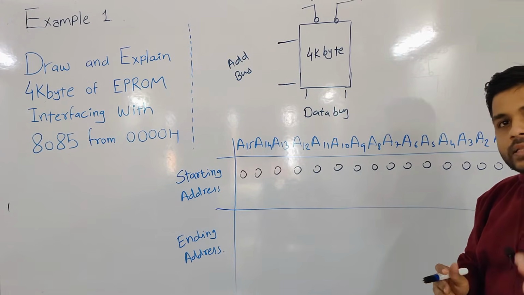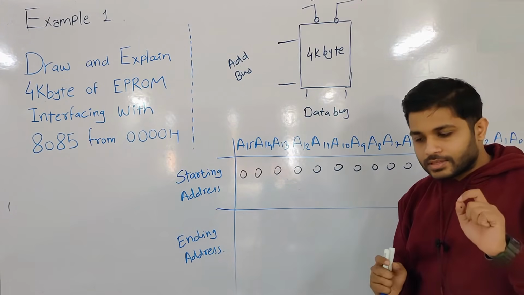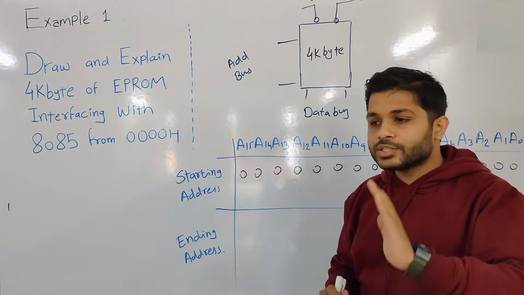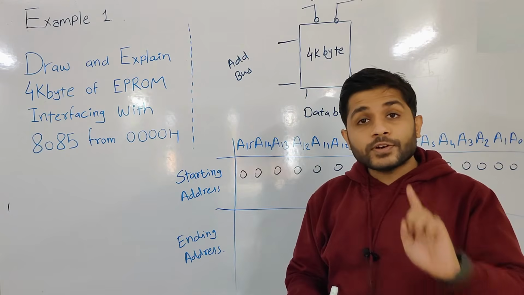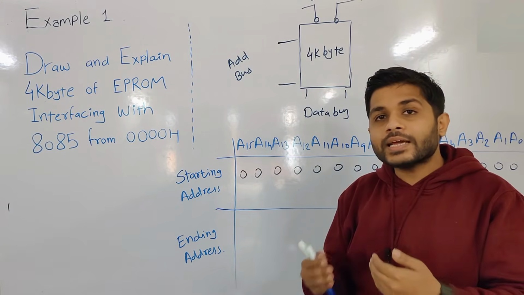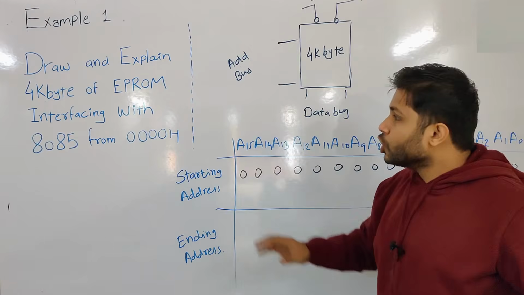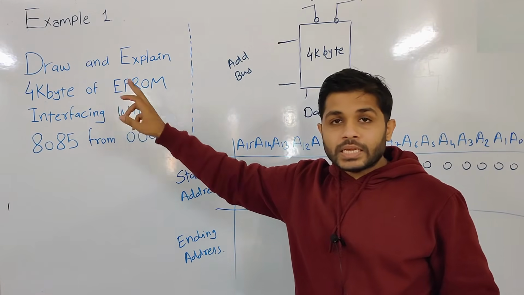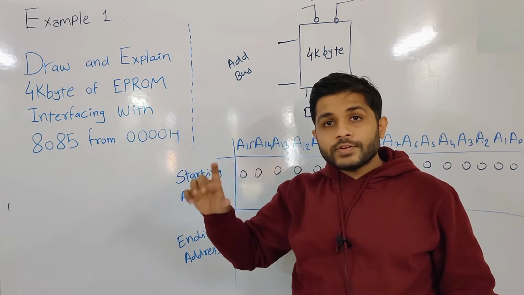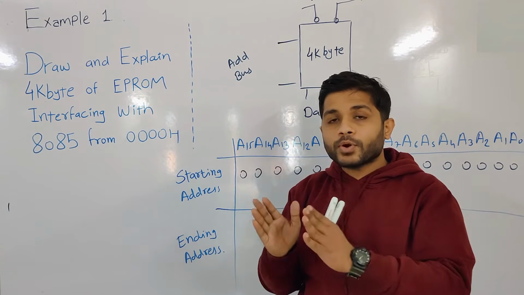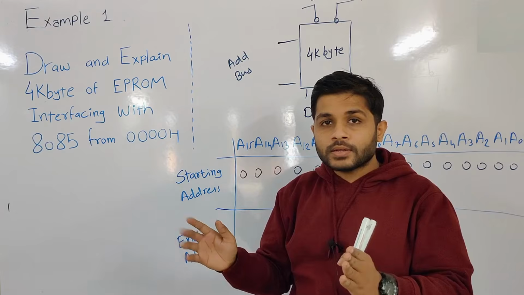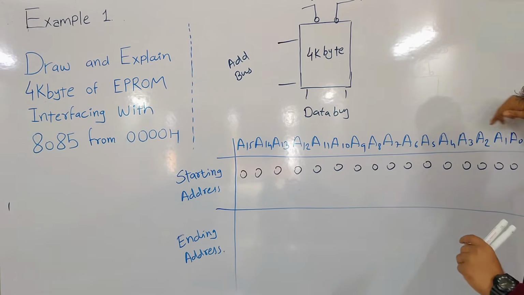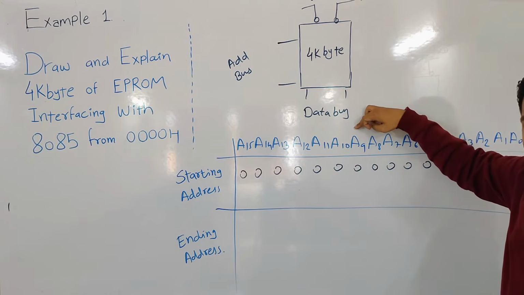Now I want to find the ending address. Now this thing is a little bit tricky. To find the ending address of a particular memory, the first thing you should know is how many address lines are required for that memory. So it is a 4K byte ROM. It means to interface 4K byte we have to provide some address lines. So notice students, from A0 to A9 total how many address lines?